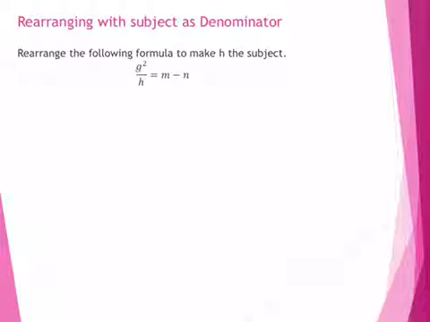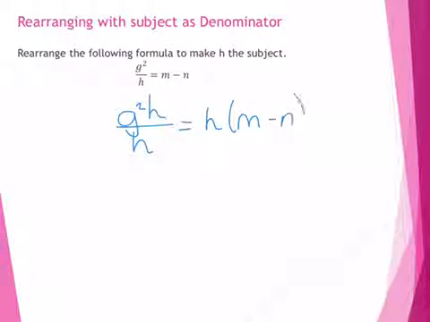Okay, this example is very similar. So again, we've got h on the bottom, we've got to multiply by h to make sure that it comes up to the top and therefore it can be a subject. So we've got g squared h still over h on the left hand side, and h times all of that on the right hand side. H here cancels top and bottom, and we've got to get this h by itself.